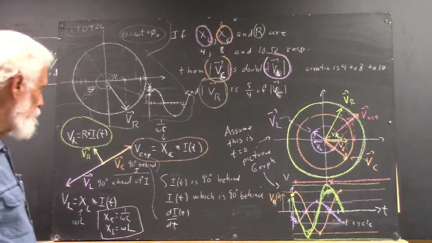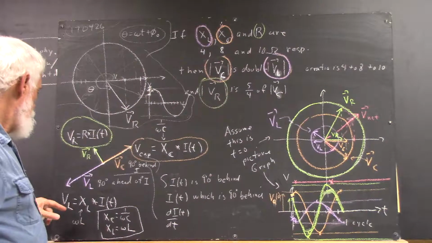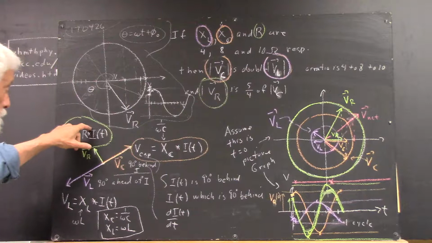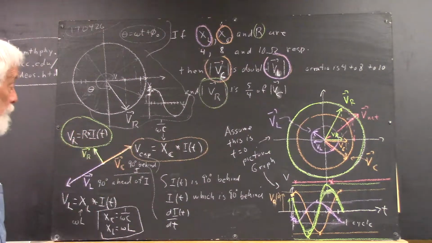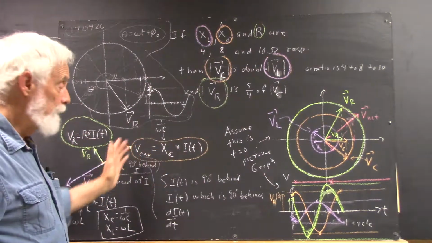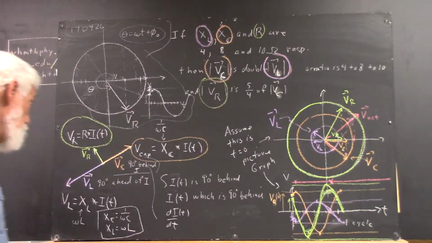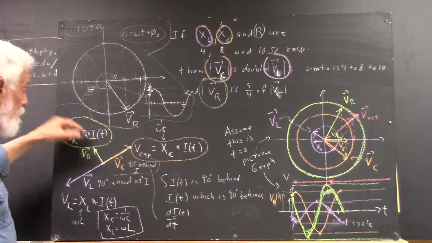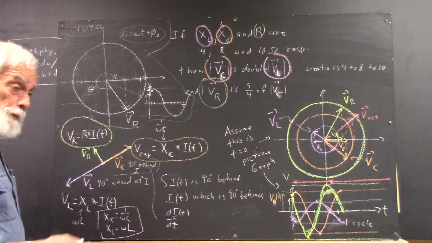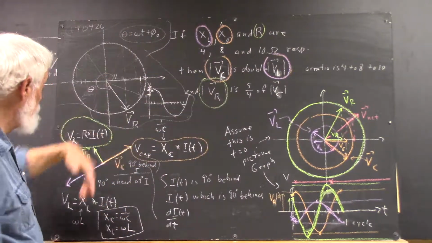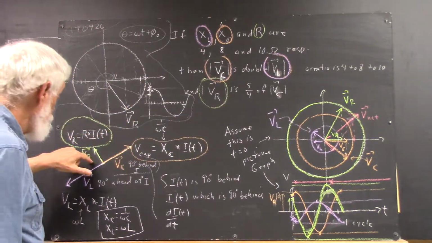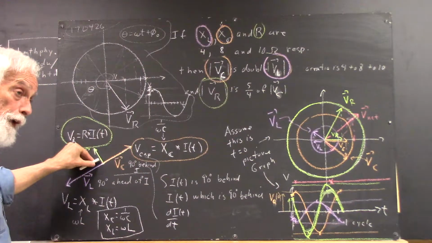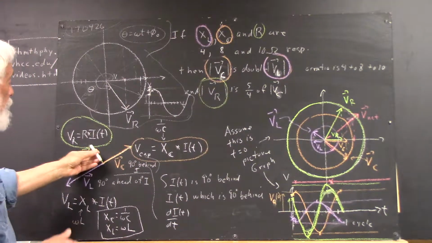But right now, let's focus on the fact that VL is 90 degrees ahead of the current. The voltage across the resistor is in the same phase as the current. The voltage across the capacitor is 90 degrees behind the current. So when you draw these vectors, you draw the voltage across the resistor in the same direction as your current would be. Whatever omega t plus phi naught happens to be, that tells you in what direction you draw this. Then you draw your VL 90 degrees ahead of that, and you draw your VC 90 degrees behind that.